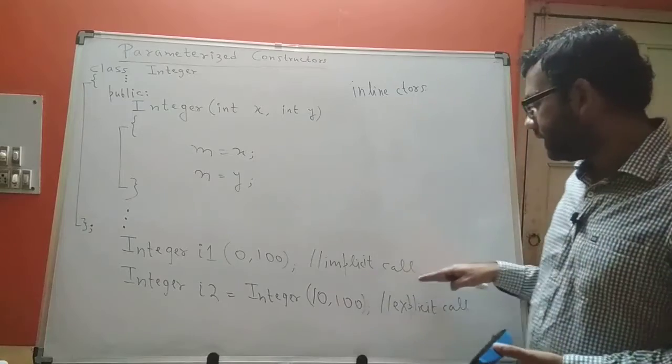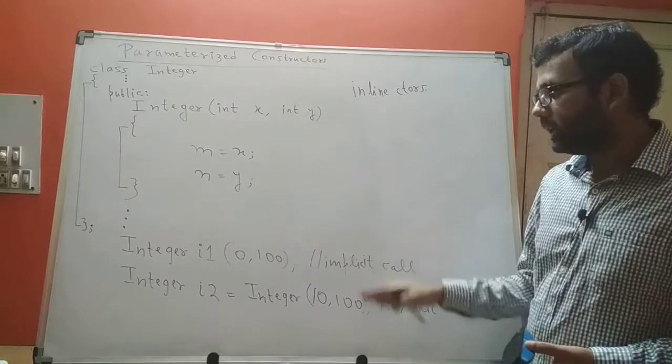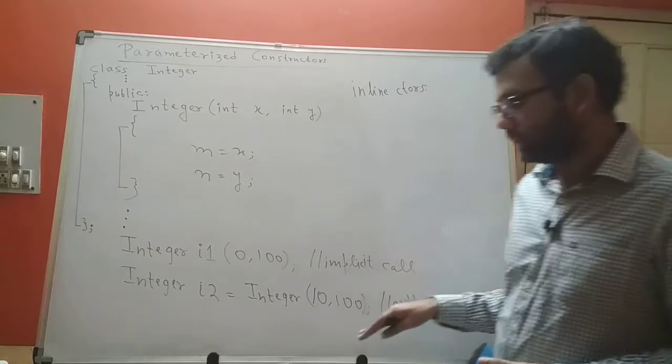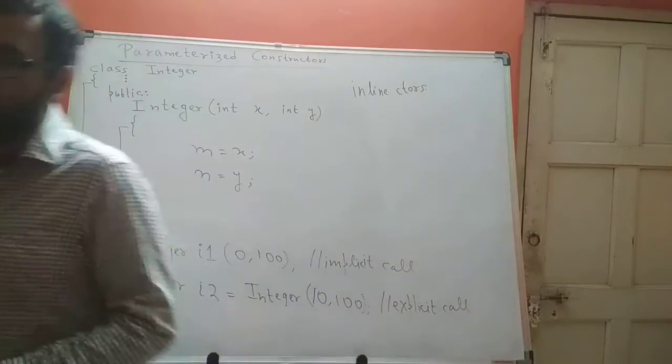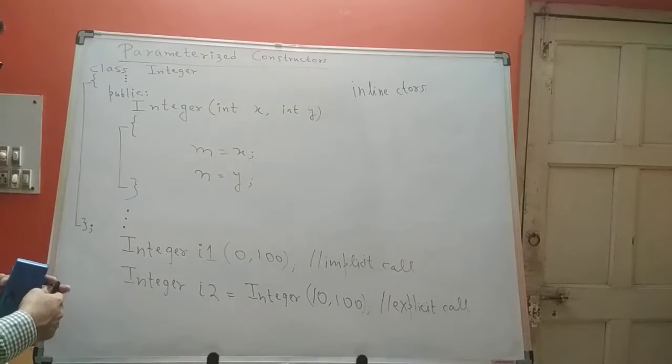Personally, I would recommend the implicit call because it is a lot more compact and a lot easier to understand compared to the explicit call. But it's good to know about them. It's good to know which is the implicit call and which is the explicit call, like you can see here. So I hope you have understood, right?